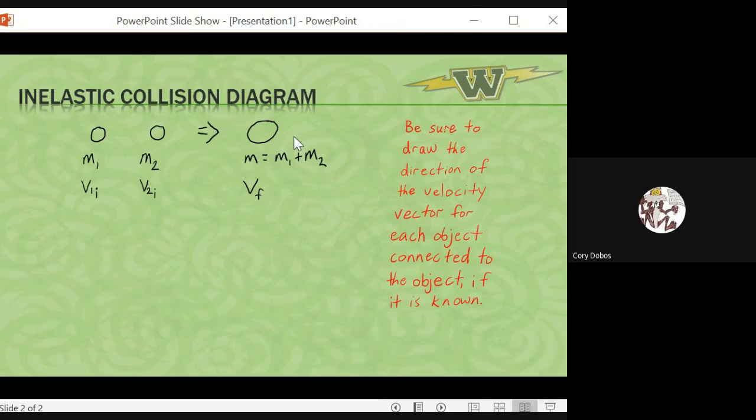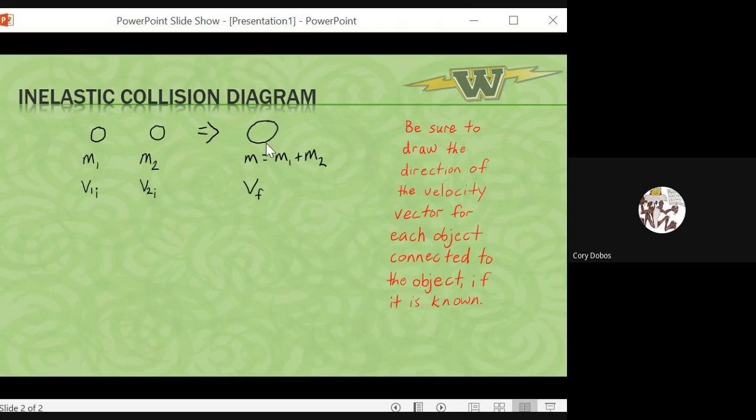Remember that the direction of the object should be drawn from the object. Okay, so the vector should be attached to the circle in whichever direction the object is actually moving. And that goes for the final as well. So, you know, if you only have these two numbers given to you, you should be able to guess which way this is going to go. And so you draw the expected direction. If you're wrong about it later, just erase the arrow you did and draw the correct direction when you get the answer.